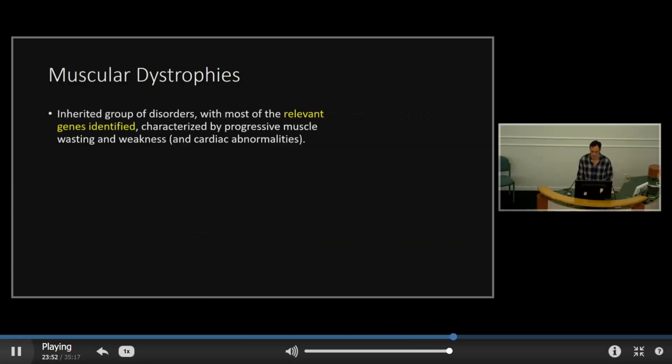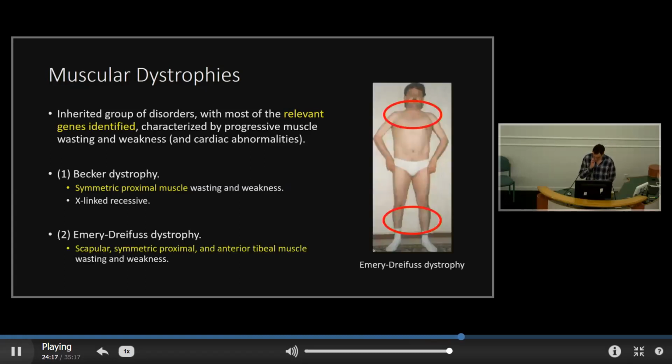Okay, muscular dystrophies are also important to know. So these are an inherited group of disorders, most of which have genes identified and attached to them, but not all of them. And they're characterized by progressive muscle wasting and weakness and heart abnormalities as well. There are 6 major categories, and we'll just go through them quickly. So Becker dystrophy is symmetric proximal muscle wasting and weakness. It's X-linked recessive.